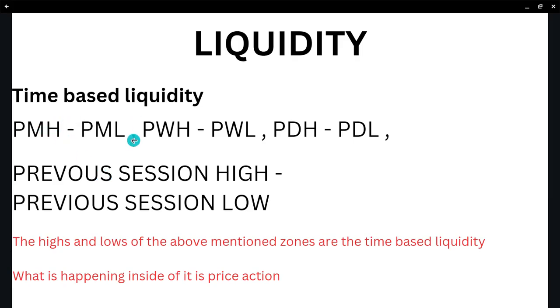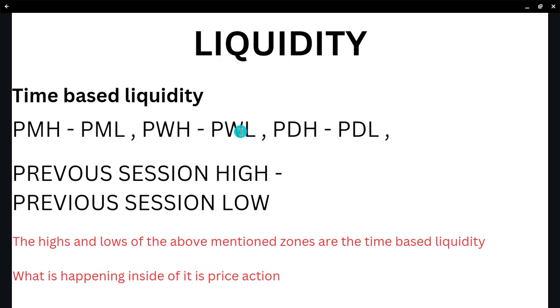Same goes for the previous week's high and previous week's low, previous day's high and previous day's low, previous session's high and low. Why? Because a lot of stop losses are at the highs and at the lows. Simple. Really simple. A lot of stop losses are at the highs of all these time-based zones.